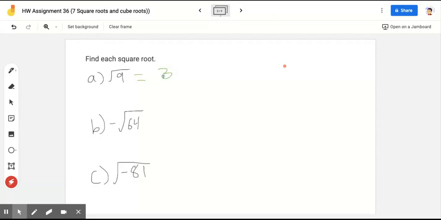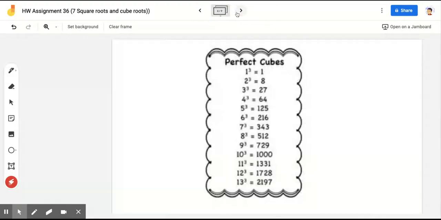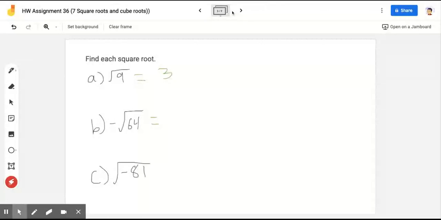All right, we can do the same thing with the other values. The negative square root of 64. If I go back to my list, I'll find out that if I see 64, then the value associated with 64 is going to be 8. So the square root of 64 is 8. Therefore, the negative square root of 64 is negative 8.